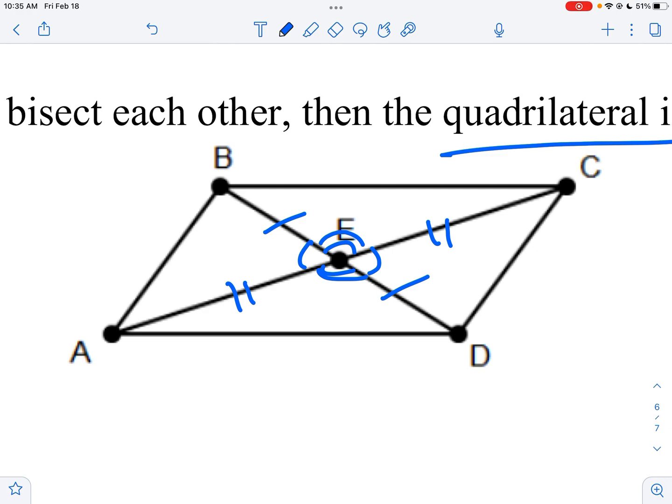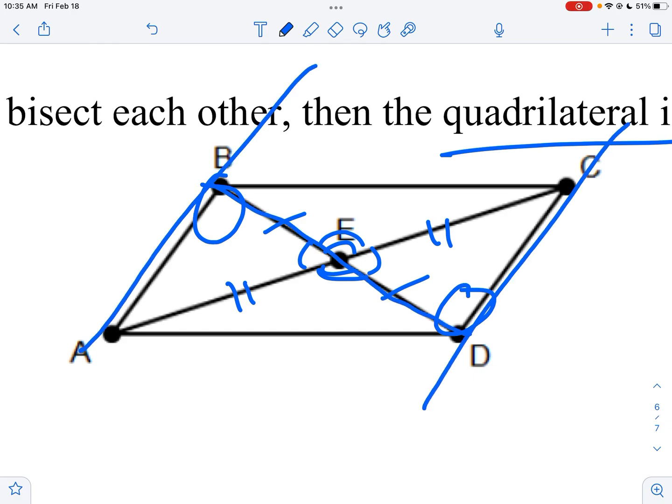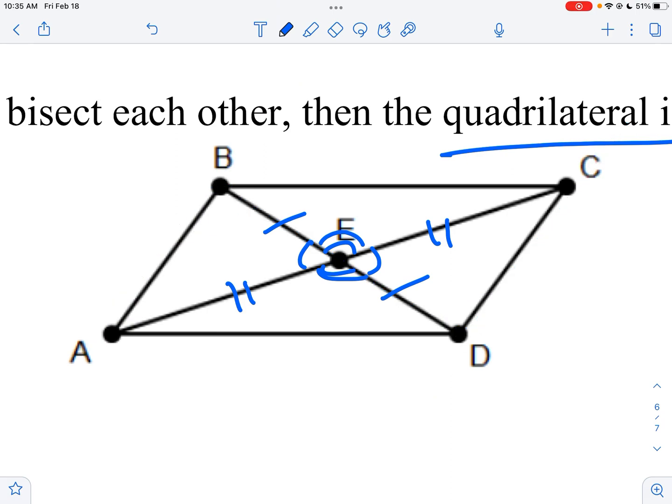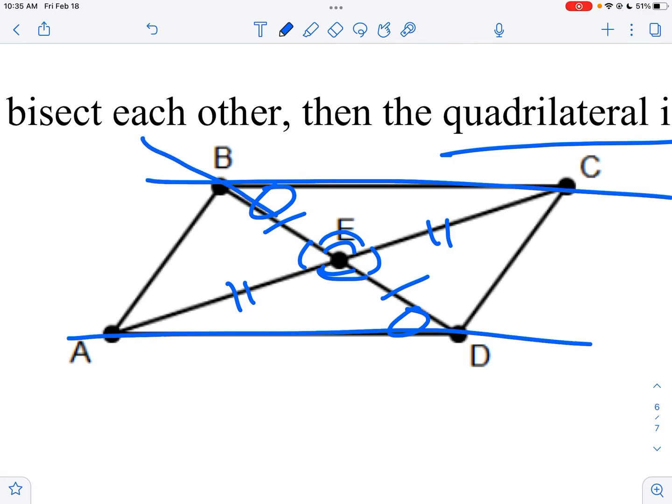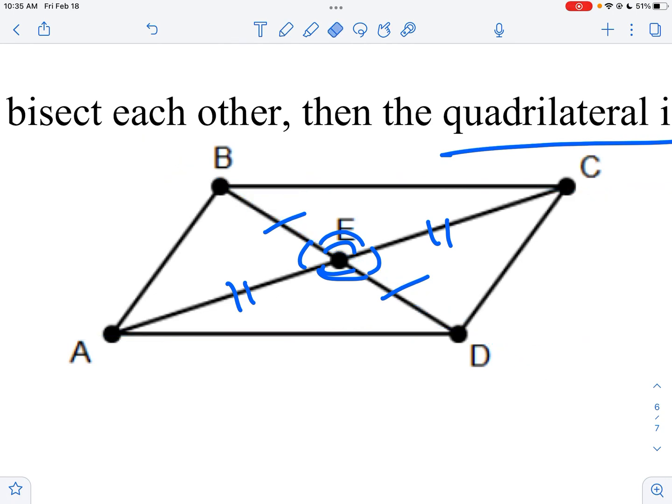And so if they're congruent, then we know things like this angle here and this angle are congruent, and those are alternate interior angles for those two sides. And we know that this angle and this angle are congruent, and those are alternate interior angles for these opposite sides here. And so if we can prove these angles match up and that these angles match up, then we can say that those opposite sides are parallel. And if those opposite sides are parallel, then the whole quadrilateral is a parallelogram.